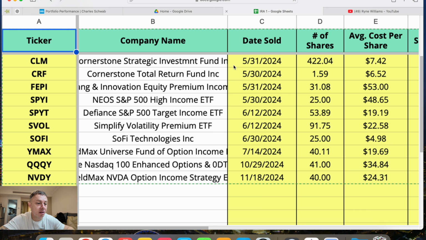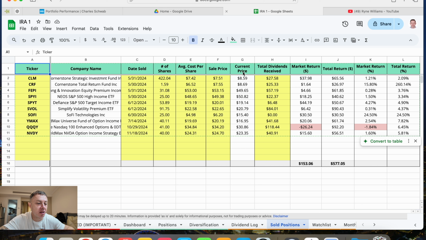Look, you can see here May. I sold that May, June, July. So I sold a bunch of these off at the beginning of the portfolio, or the middle of the portfolio. So anyway, there you go. You have the sold positions there.